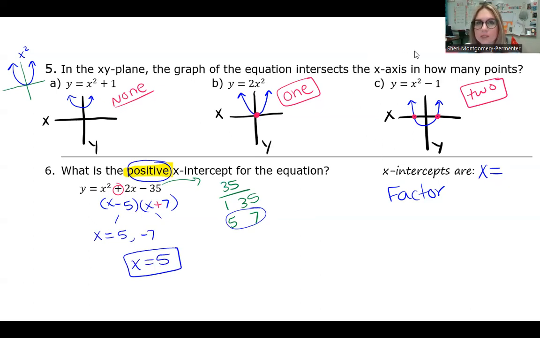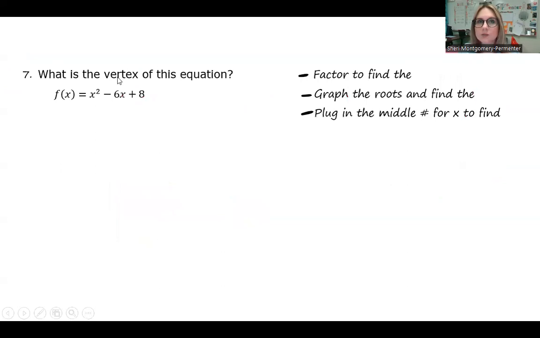We just have one more on this page. It says, what's the vertex? We did this last class. To find the vertex, you have to first factor to find the x equals. So I'm going to do that. We've got to factor. You have to factor and factor and factor all over this quiz today. So I got x and x, but I need factors of 8. 1 and 8, 2 and 4. I need a factor pair that can put together to make 6.